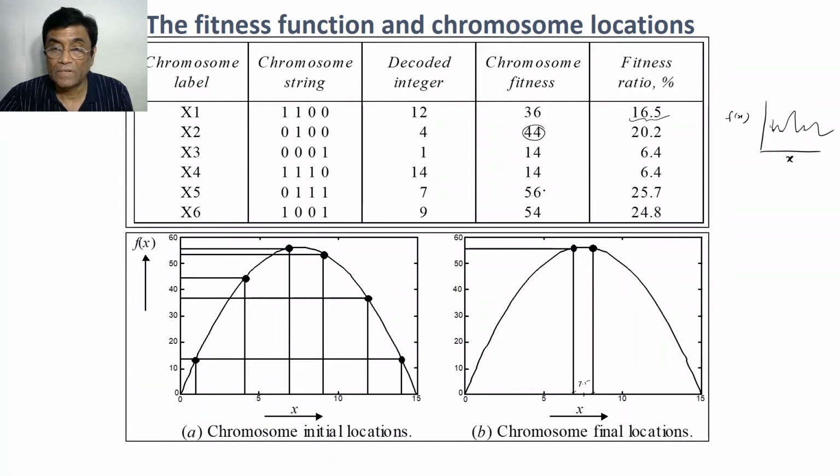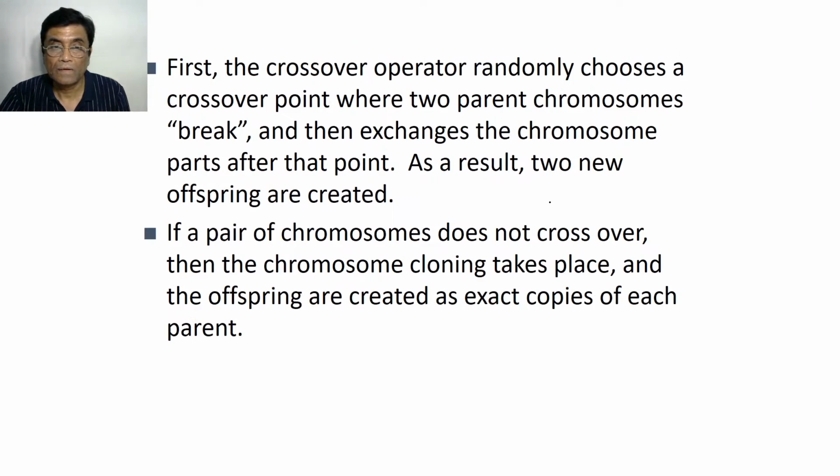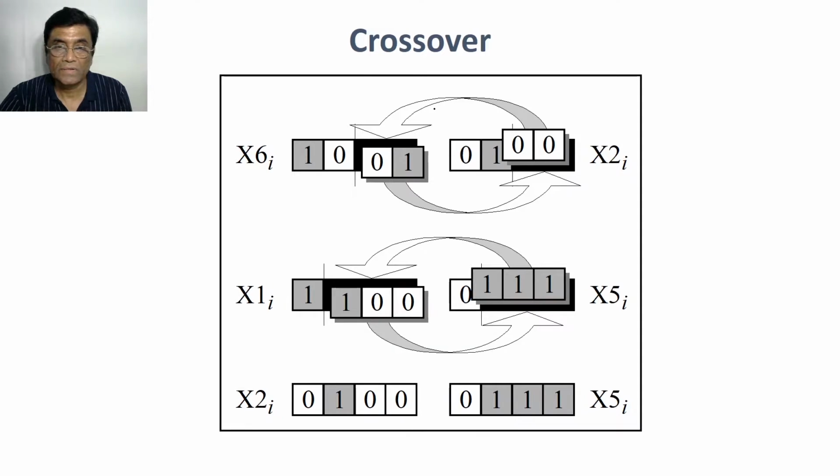Which one is larger? This one, X5, and then X2. Say I decide that this should mate with this, and this should be mating with this. So you see, I decide also how many to mate, right? I will create offspring. So what are the offspring after the crossover operator? This is in the ith generation.